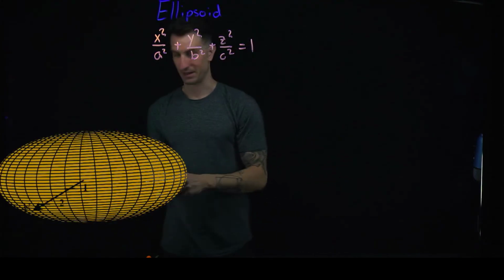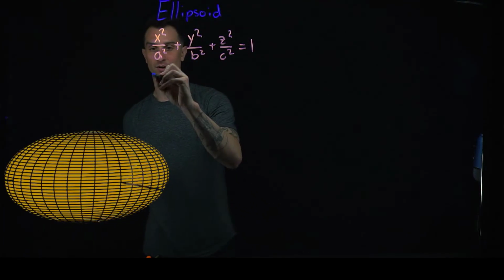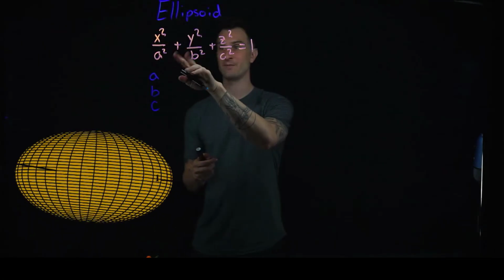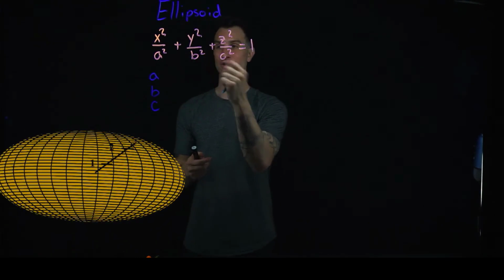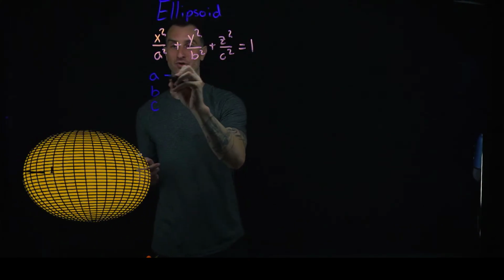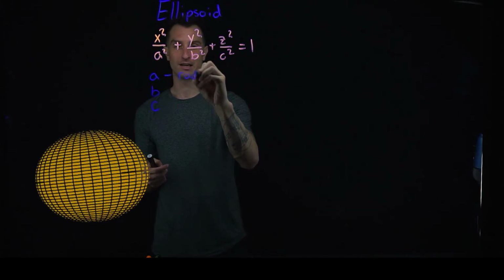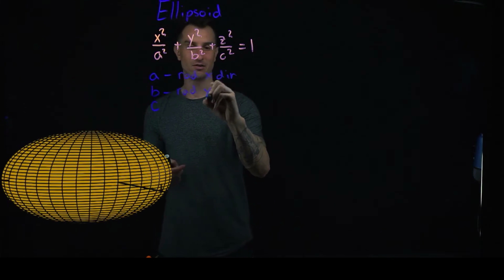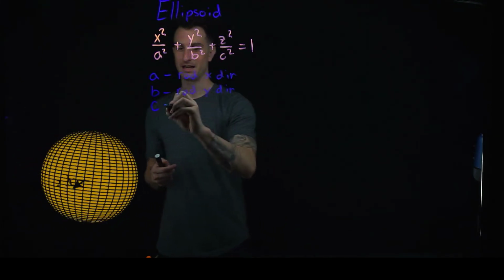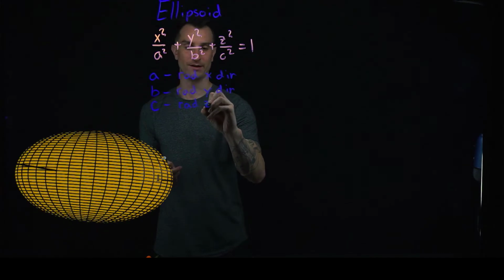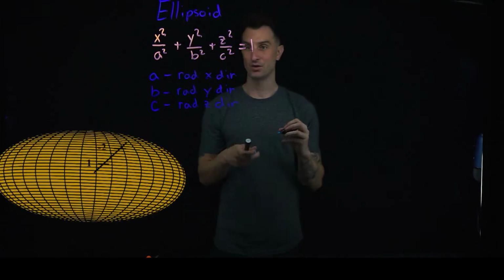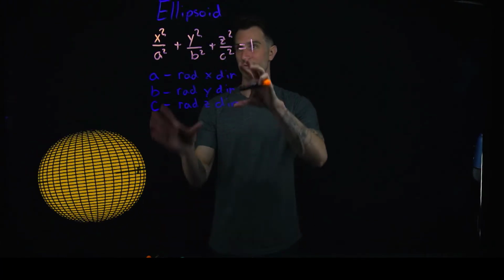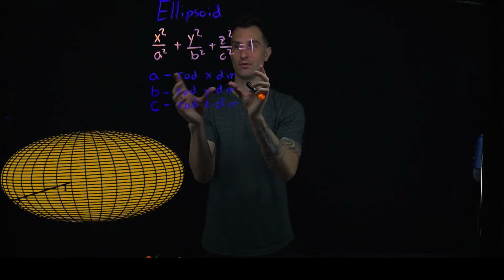Now the a, the b, and the c all stand for the respective radius in that direction. So a is the radius in the x direction, b is the radius in the y direction, and c is the radius in the z direction. So even though it's a squared, b squared, c squared, we only want a, b, and c for the radius.